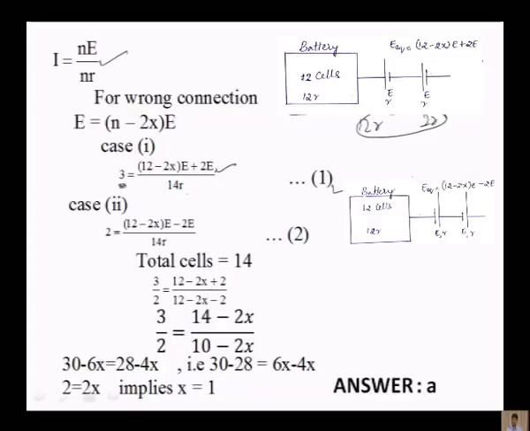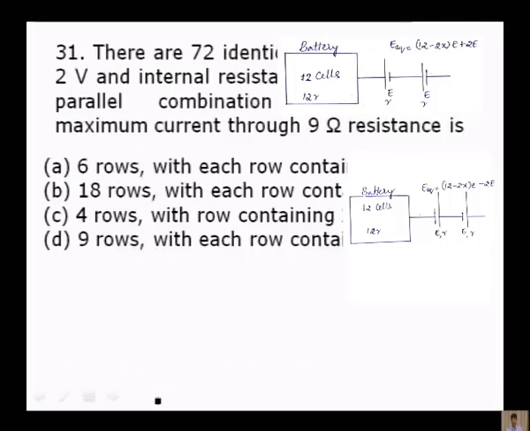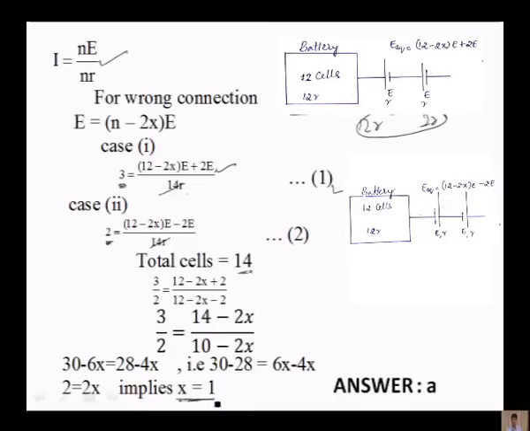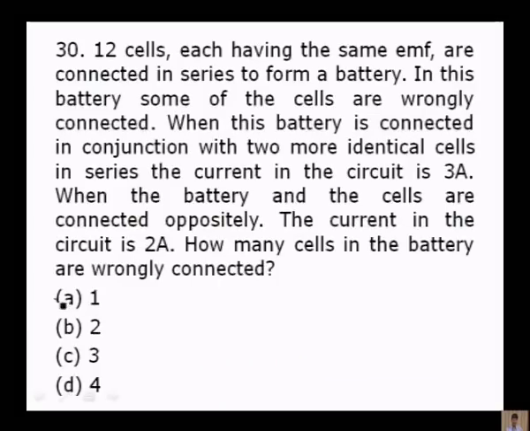Similarly, for this 12 cell battery, the connection is wrongly connected like this. Now we are going to have the equation like this. Total cells is equal to this much. When we divide these two, it is becoming 3 by 2 and the E terms cancel on both sides, 14r cancelled. So remaining is 3 by 2 is equal to (14 minus 2x) divided by (10 minus 2x). By making all the simplification, we get the value of x is equal to 1. The wrongly connected cell is only 1. Therefore, the correct option is the first one.